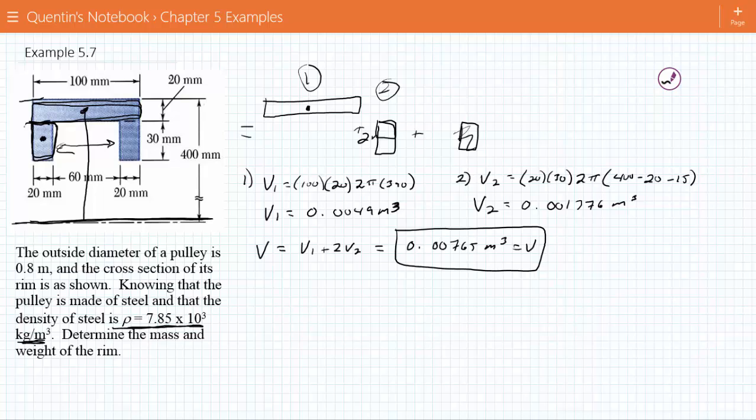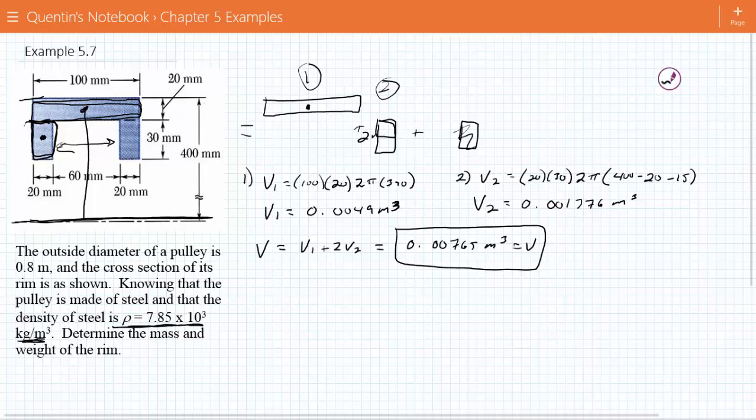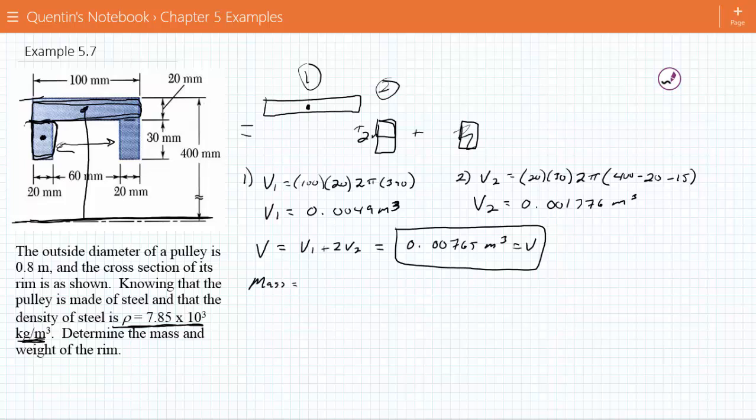Now, what is the mass of this rim? Well, the mass is equal to volume times density, right? So it's going to equal 0.00765 meters cubed times the density, which is given as 7.85 times 10 to the third kilograms per meter cubed. You'll notice the meters cubed are going to cancel, and so the mass ends up being 60 kilograms.